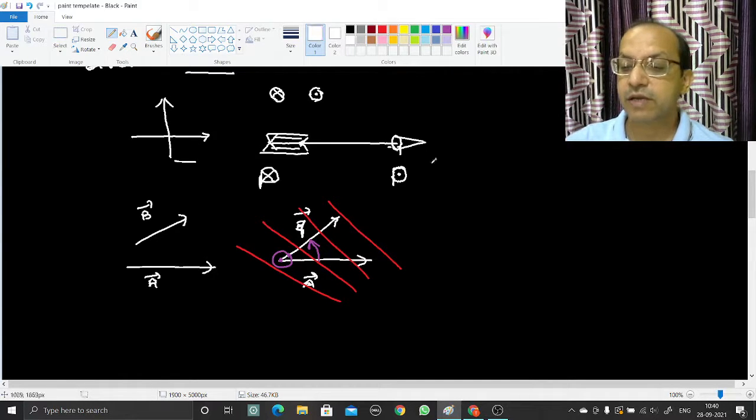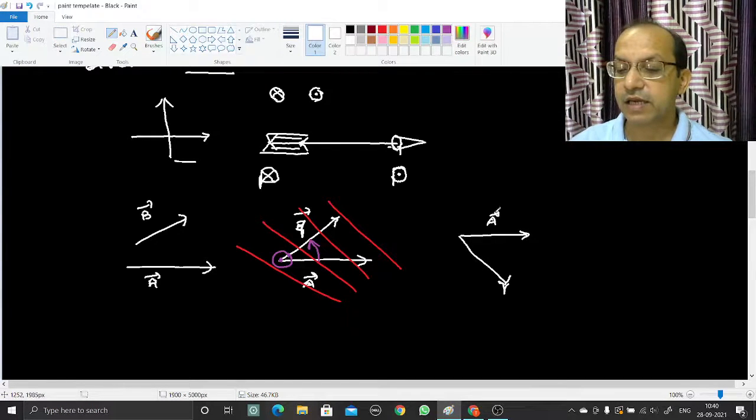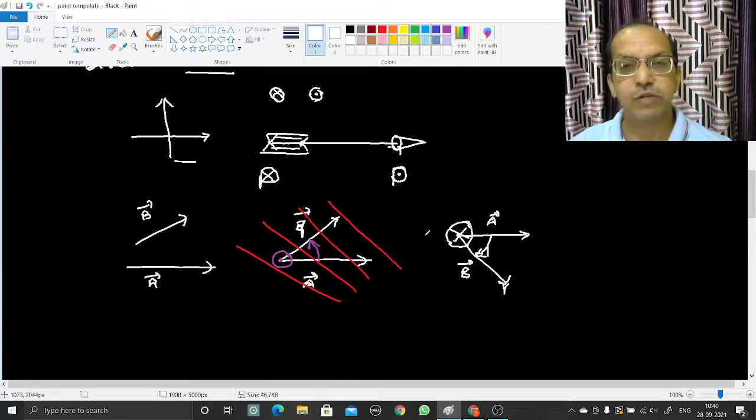Now, if we draw A this way, and B this way, that means this is A, this is B. We will put a screw here, then we will rotate it from A to B. That means it will tighten and it will go into the paper. So the direction will be into the paper, and the unit vector in that direction will be the direction of A cross B.